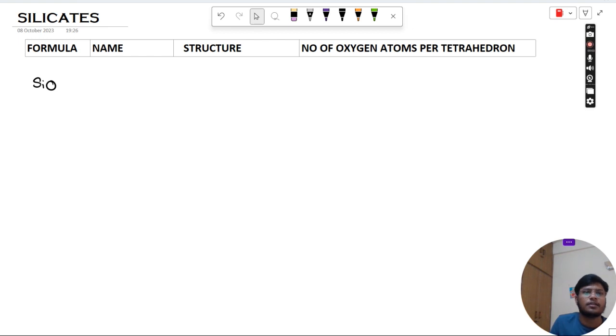Today I came with another topic that is silicates that we will discuss in this session. We will discuss the formula and the name of the silicate, the structure analysis, and the number of oxygen atoms per tetrahedron structure. And this is the most important thing from an exam point of view.